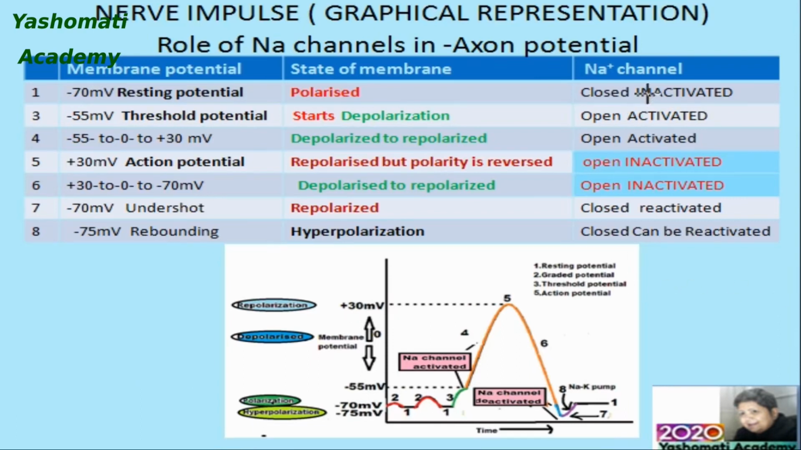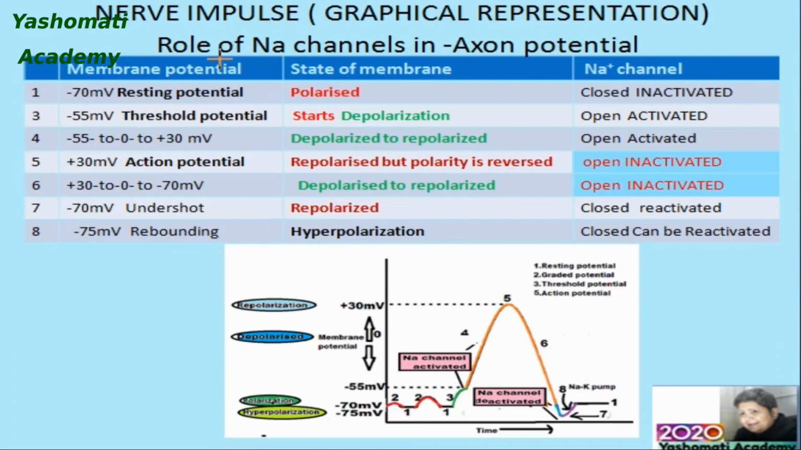Now, during this, what happens to the sodium channel? We remember that there are two channels, sodium channels for transport of sodium ions and potassium channels for the transport of potassium ions. Both the channels are very important when the potential difference across the membrane is to be maintained. In this graph, we have plotted time along the x-axis and membrane potential along the y-axis. Here these 8 stages have been discussed which are related to the membrane potential.